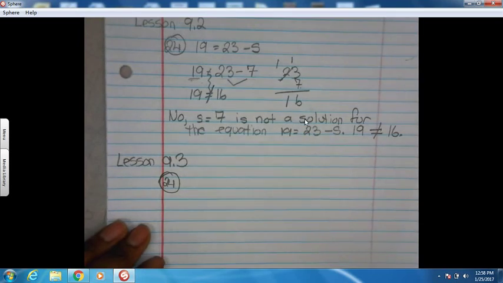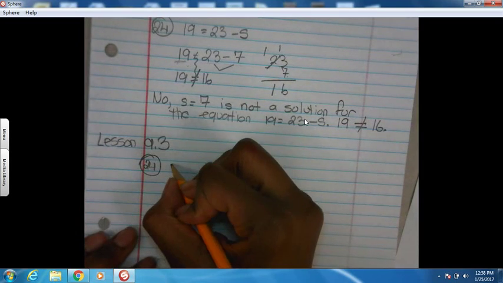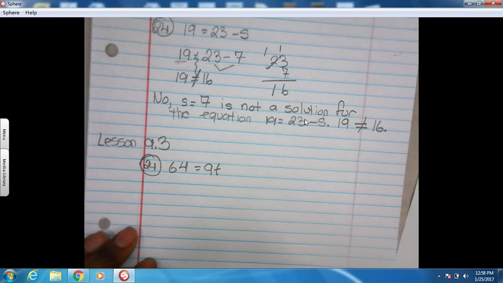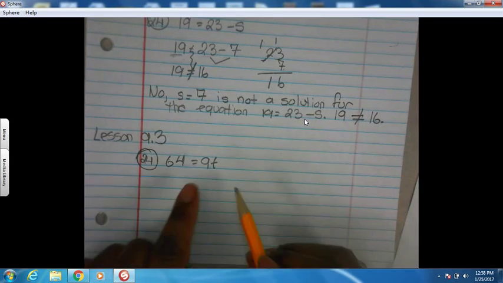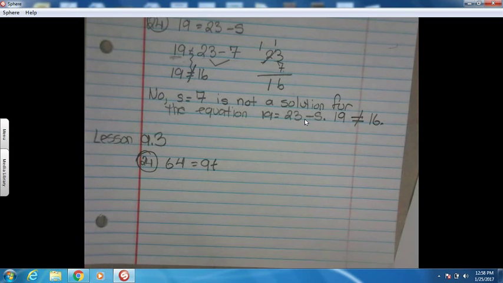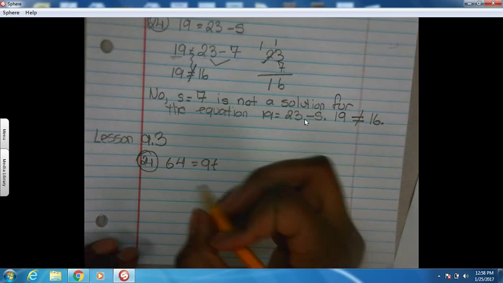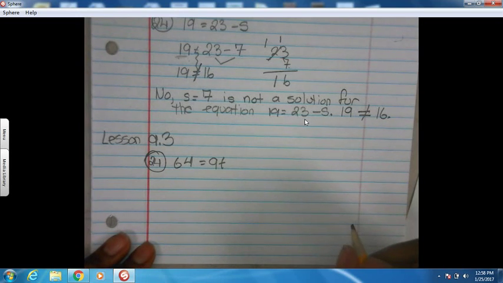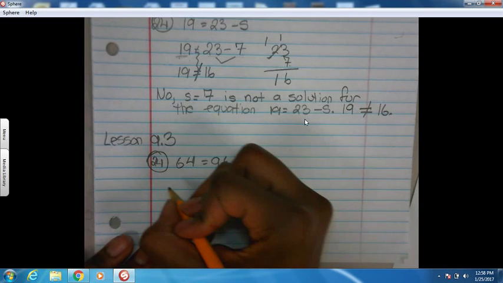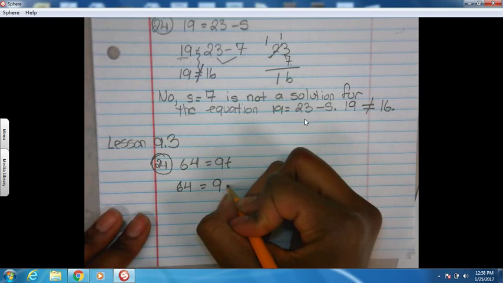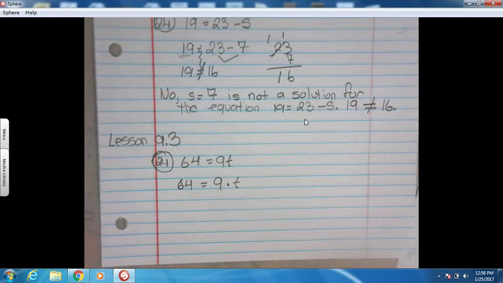So the first thing we do is rewrite the equation. 64 equals 9t. Now this is a little strange because I don't see any operation. So what am I supposed to do with the variable? I'm hoping that you're thinking that you need to multiply, because the default operation in algebra is multiplication. So this problem really says 64 equals 9 times t. That's a lot easier for me to work with.